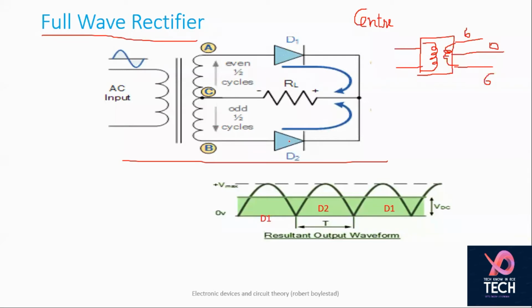Diode 1 is connected, diode 2 is connected. One is connected to the upper wire, the other is connected to the other wire. So both the diodes are connected this way. Then a load resistance is there, and this load resistance is connected to the center terminal. So this is called a center tap transformer, and this is how you make the circuit.